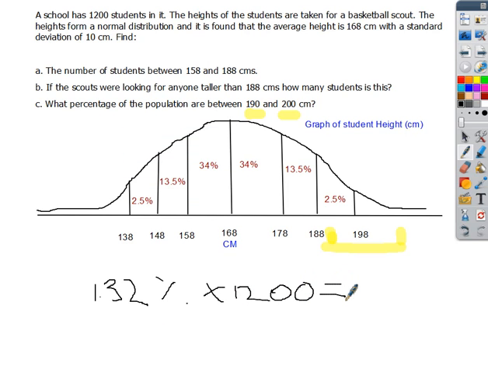And we end up with 15.8, which is 16 kids. So that's how you work it out using the graphic calculator.